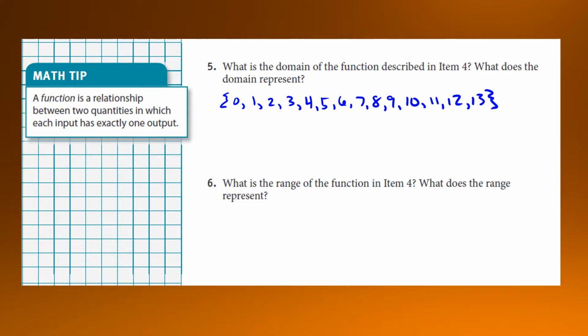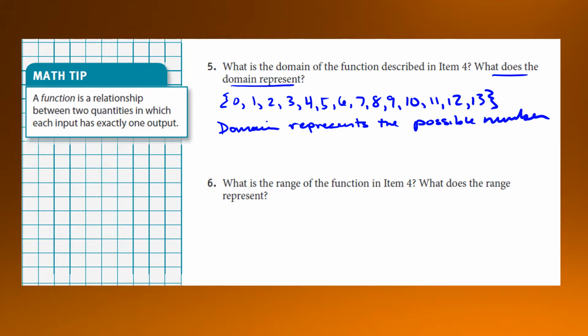Do you understand why that's right? Well, if you think about what the domain represents, remember the domain dominates. It's the independent variable. It controls the whole situation. So the domain represents the possible number of billboards they rented. So they can rent anywhere from 0 to 13 based on their budget.